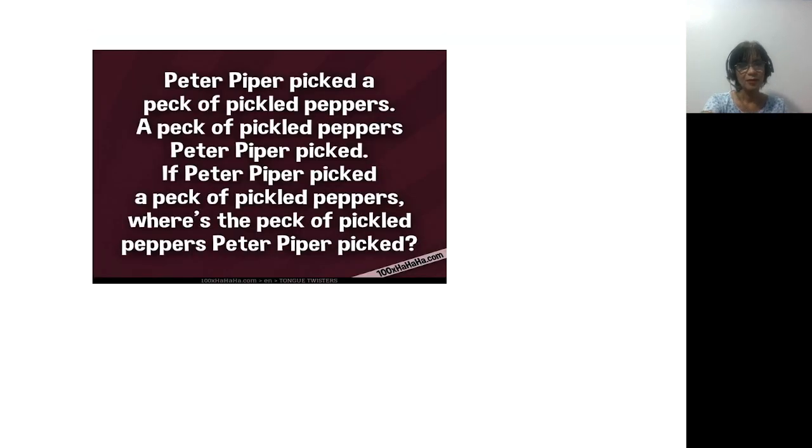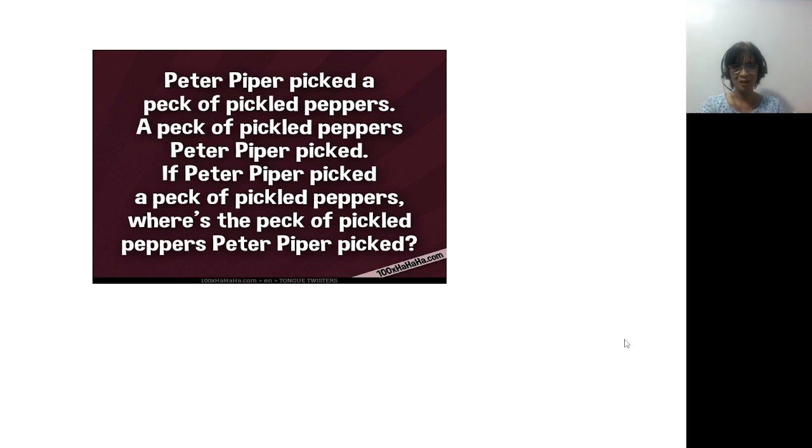Okay, so let's practice what we have learned from the schwa sound, the diphthongs, the consonant blends, and the liaisons. Now, the best way to practice them is by using tongue twisters.